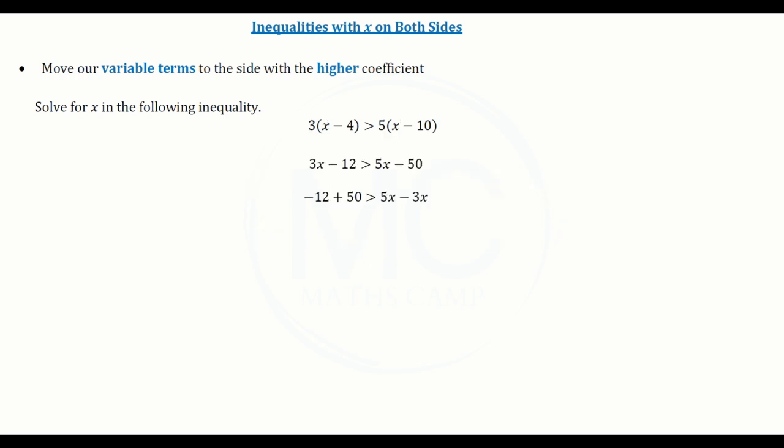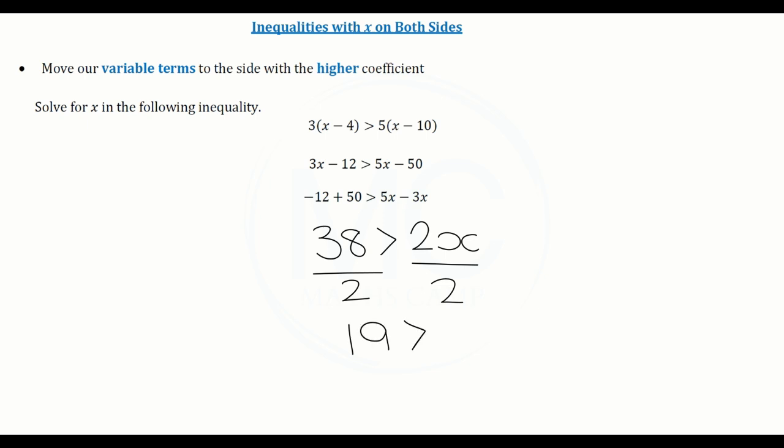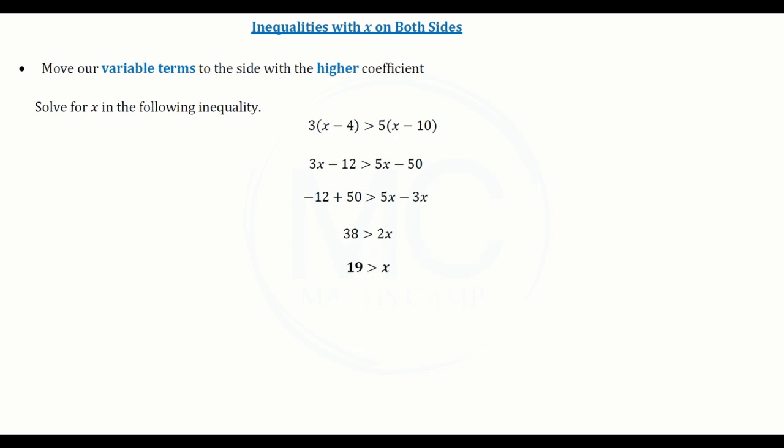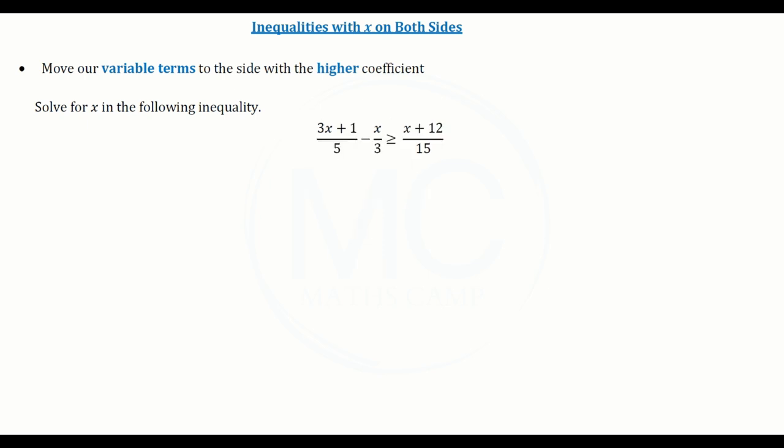Now on the left, negative 12 plus 50 gives us positive 38 is greater than 5x minus 3x, which is 2x. Now we divide both sides by 2. 38 divided by 2 gives us 19. On the right, the 2's cancel, and we can see that x is smaller than 19. Let's do one more example.